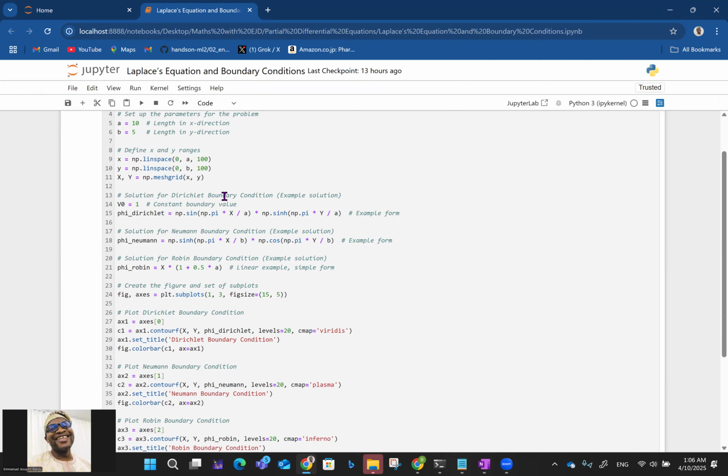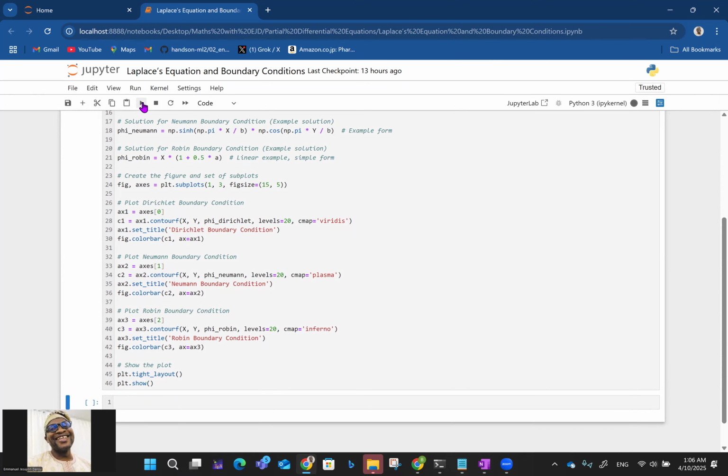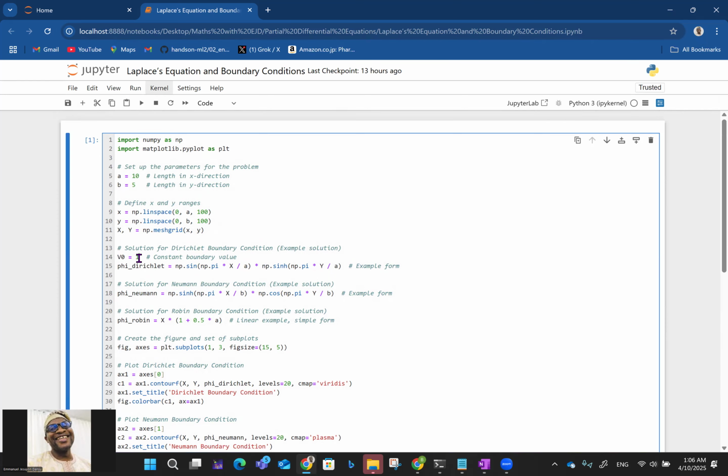Then solution for boundary. So if v naught is equal to 1, which we can change to whatever we like. Then we define the solution phi Dirichlet. Then we have the phi Neumann, we have the phi Robin, depending on how it is defined. By the time we run this, we see the differences between the three. So this is for the Dirichlet boundary condition, which talks about something at the top. And then here you have the flux, something like a flow, and then you have a mixture of the two for the Robin boundary condition.